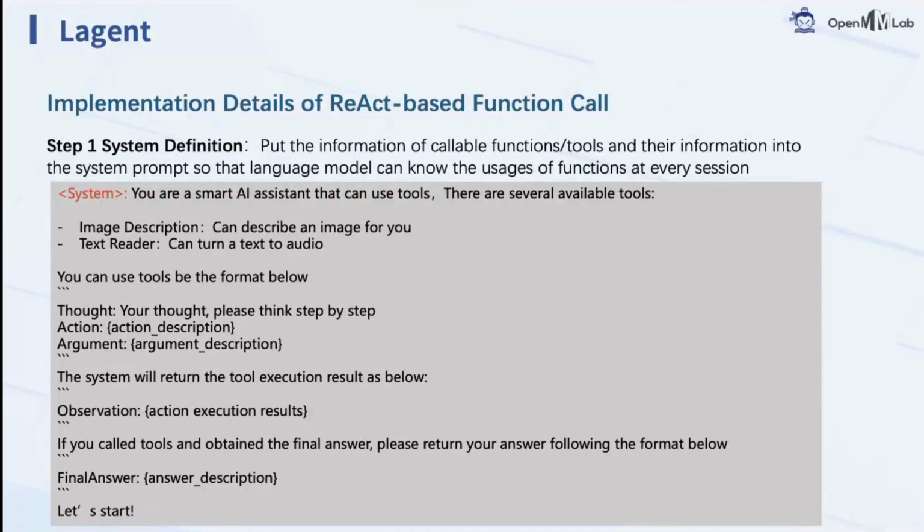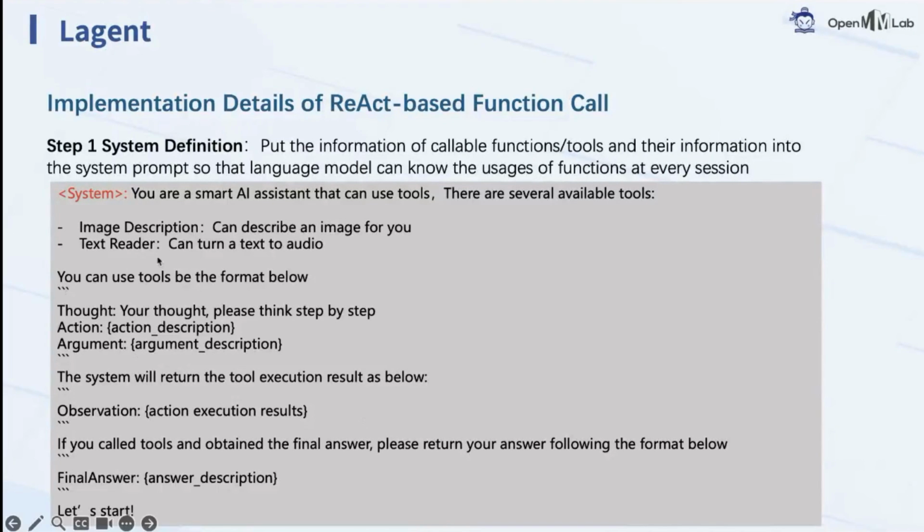So when we launch the whole system, the first step is the system definition. Basically, a role named system will send messages to the bot. At every session, the language model will receive a message like this. It tells the language model that you are a smart AI assistant, that you can use external tools, and there are several available tools. And it provides a protocol to let the language model know that if it wants to call some tool, it should output the thought, action, and arguments. So this is the format protocol between the system and the model.